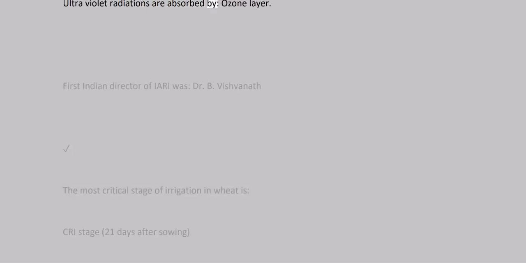Ultraviolet radiations are absorbed by ozone layer. First Indian director of IARI was Dr. B. Viswanath. The most critical stage of irrigation in wheat is CRI stage, 21 days after sowing. Jhuming is a practice of rice cultivation in eastern India.